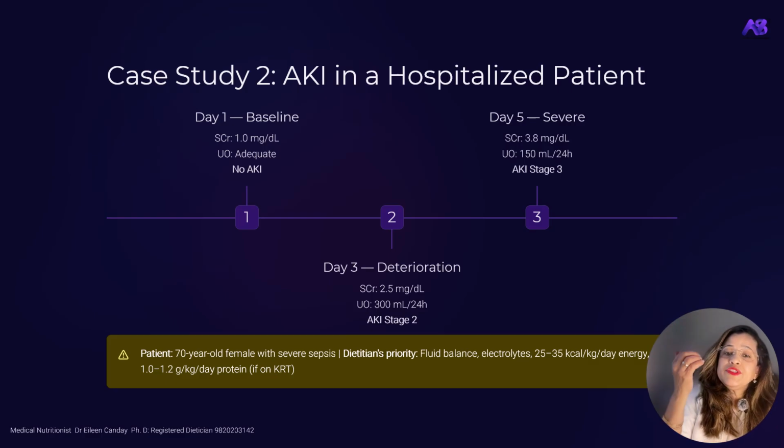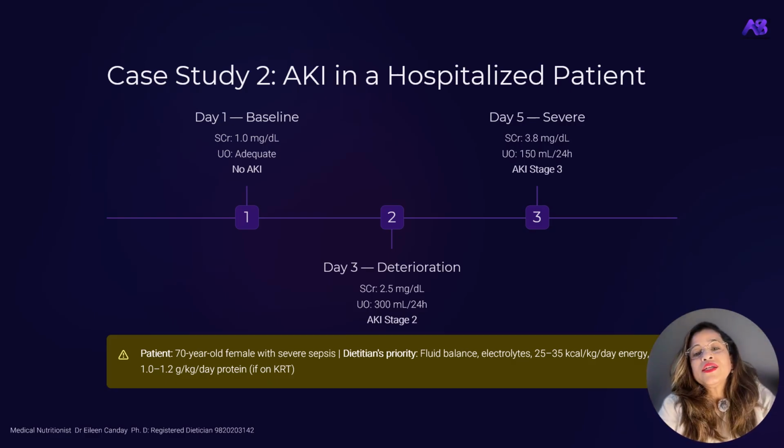Okay. If she further deteriorates, her creatinine will again jump up. So, you hear people saying the creatinine was just jumping. And that's when the creatinine now jumps to 3.8 mg per deciliter, and there is even further reduction of the urine output to 150 ml in 24 hours. So now she has quickly reached stage 3.